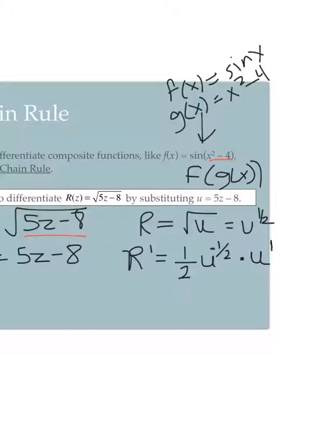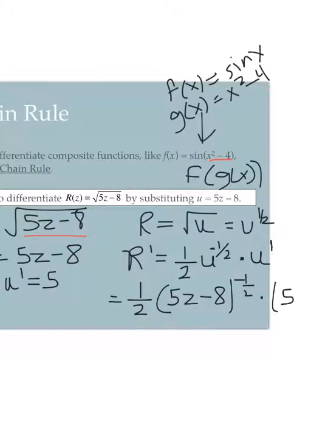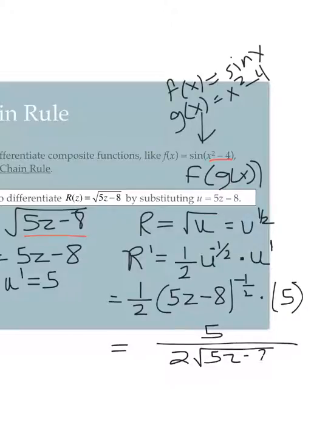So I'm like, okay, instead of u, I write 5z minus 8, and that's to the negative 1/2, times, and I just put what u prime would be. So what would u prime have been? 5. So I multiply it by 5. Okay, and then I can just write that more simply. So that ends up being 5 over 2, the square root of 5z minus 8, which would have been quite hard to do without this rule. You wouldn't have been able to do it.